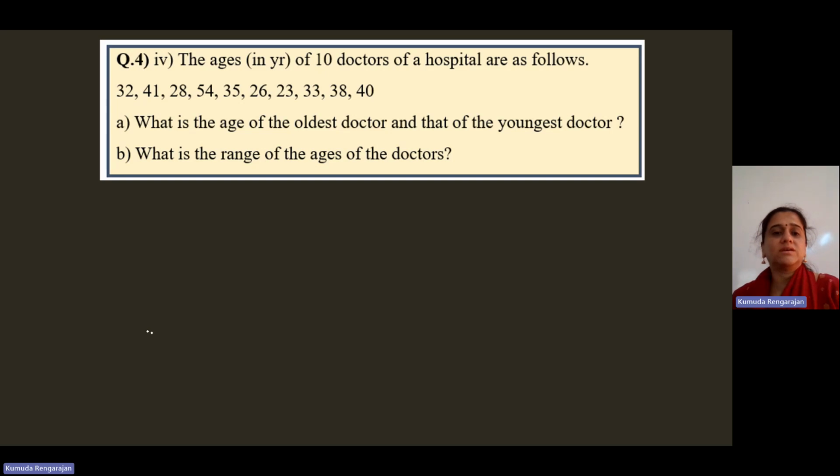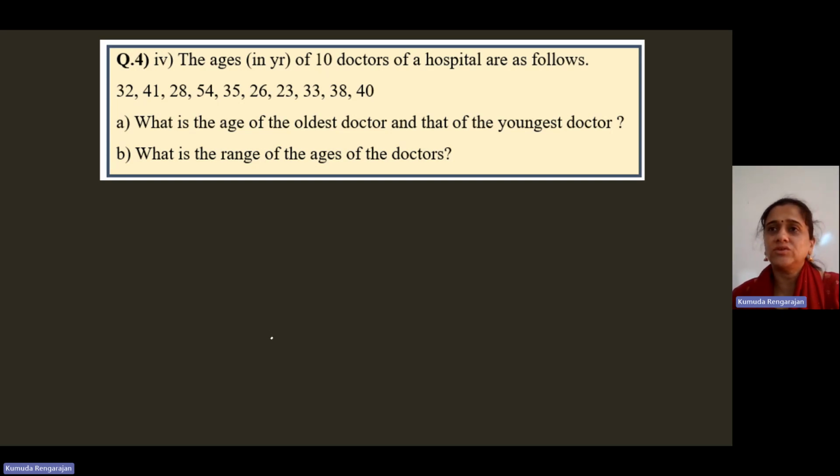So in this question, the ages in years of 10 doctors of a hospital are as follows. What is the age of the oldest doctor and that of the youngest doctor? Simple question. So the age of the oldest doctor is whatever. The age of the youngest doctor is. What is the range of the ages of the doctors?